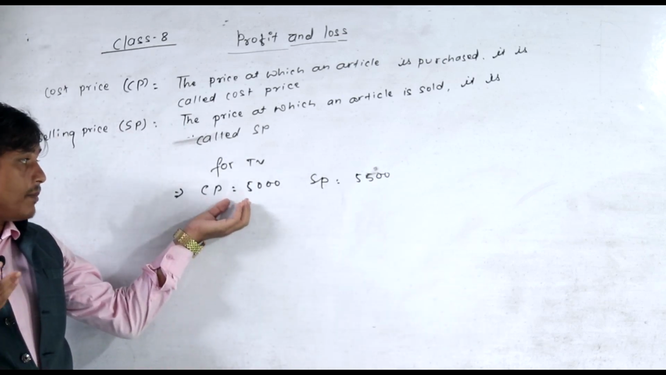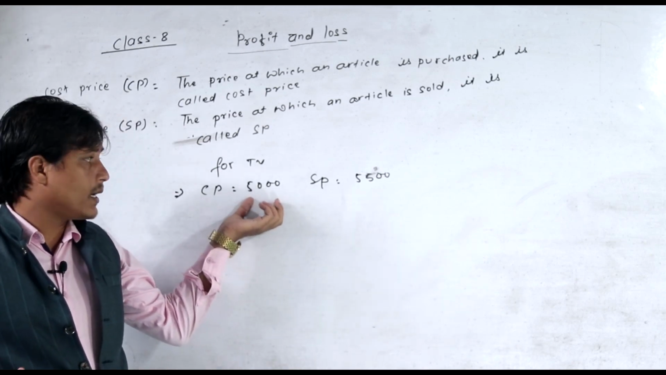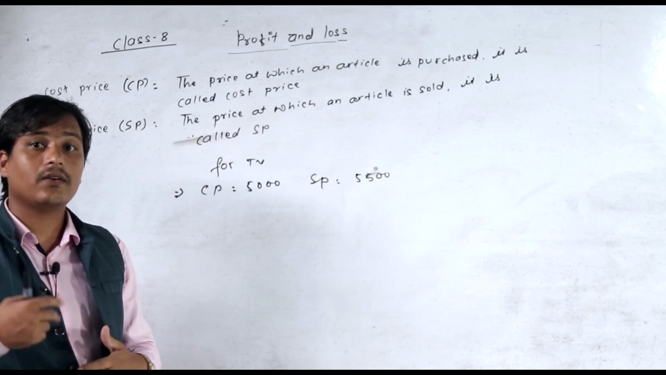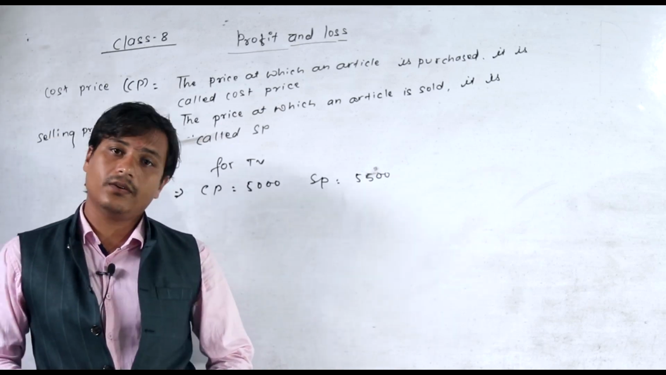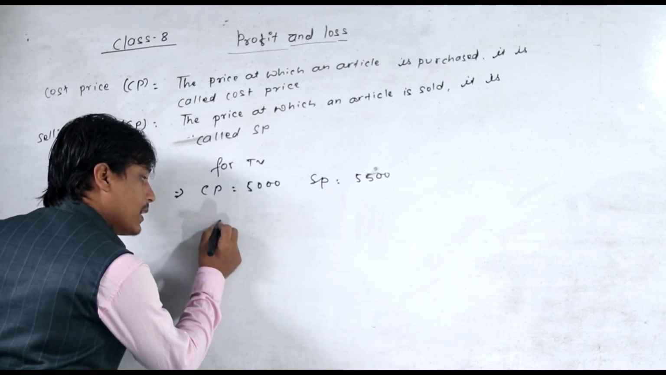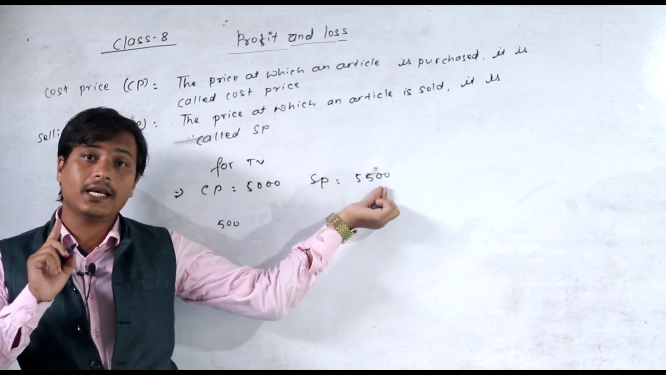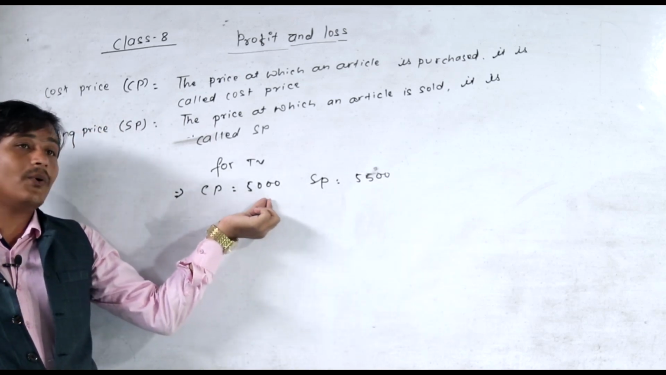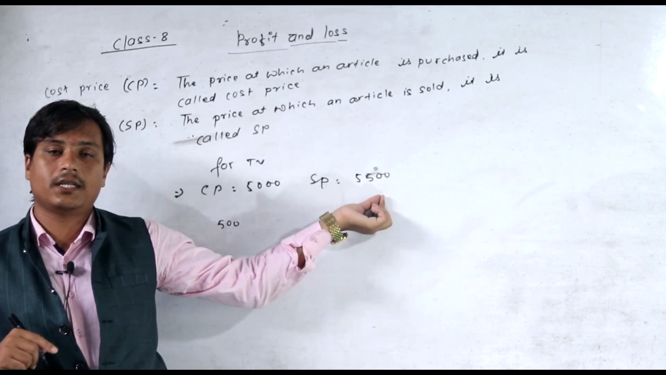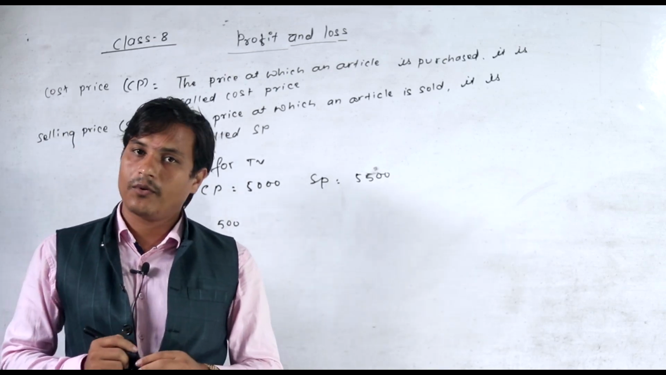Now from here we have simply calculated that 500 is the extra amount that you got after selling your TV. 5,500 is 500 more than 5,000. So the extra amount that you got is 500, so 500 is the profit amount.